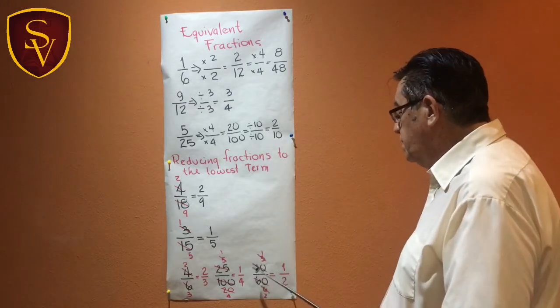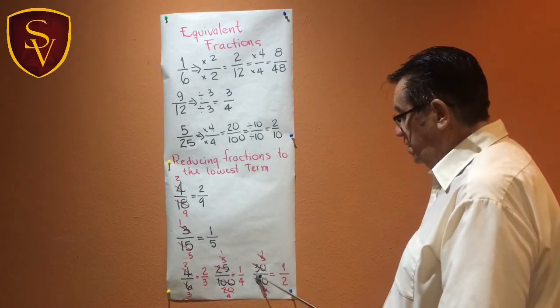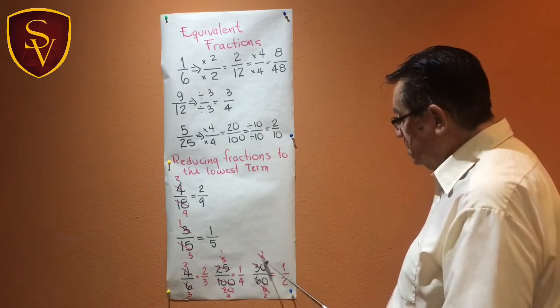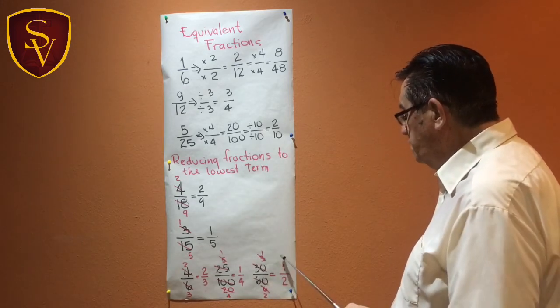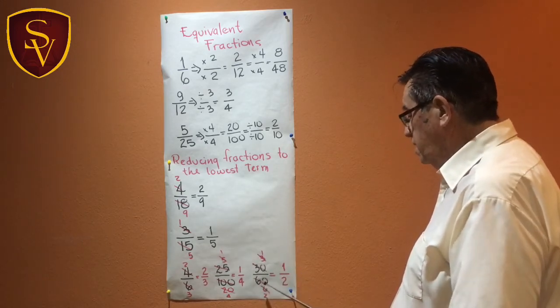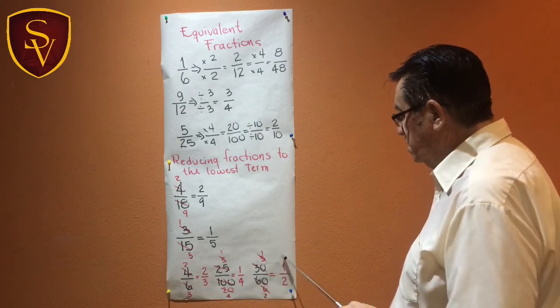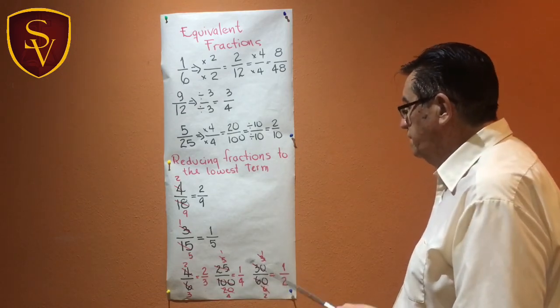Here's another example that we have 30/60. If I do the reduction, I will end up that 30/60 is equivalent to 1/2.